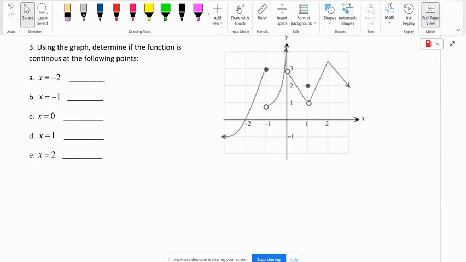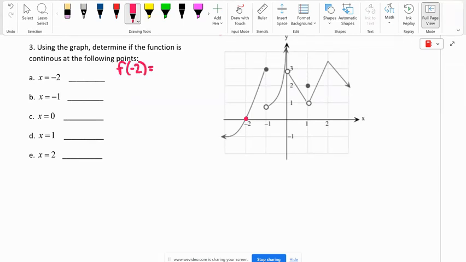So using the graph, determine if the function is continuous at the following points. So the first one is telling us that x equals -2. So we have to check two things. We have to check to make sure it's defined at -2, but then what else do we have to check? We have to check the limit at -2, and then where it's defined at -2 and the limit have to be the same. So let's look. So x equals -2. Are we defined? Yep.